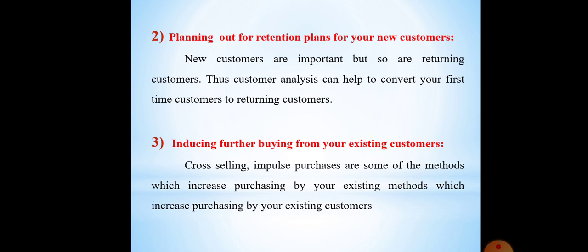Inducing further buying from your existing customers. Cross selling and impulse purchase are some of the methods which increase purchasing by your existing customers. For example, if you know customers who bought jogging equipment, you can cross promote other jogging related fashion to them.